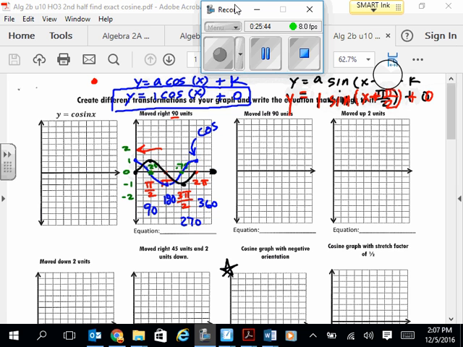Much brain power on this. Well, I'll fill it in quickly anyway. You just watch it, follow it, and get it right down. Pi is right there. Pi over 2 is here.